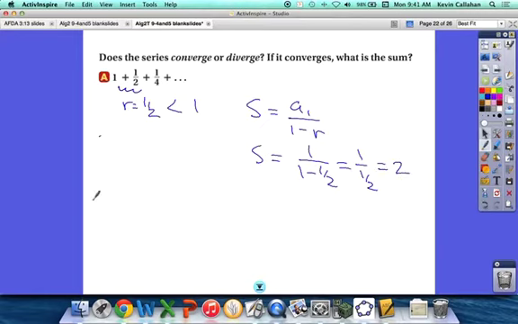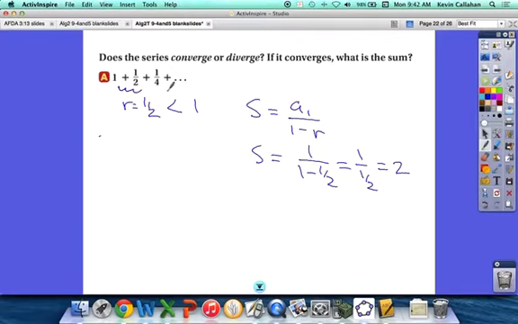Right, so infinite geometric series. They will converge as long as the absolute value of R is less than 1. And you could tell that because the terms are getting smaller. If you're given it in a list like that, that's what you're looking for. Does it look like the terms are getting smaller?